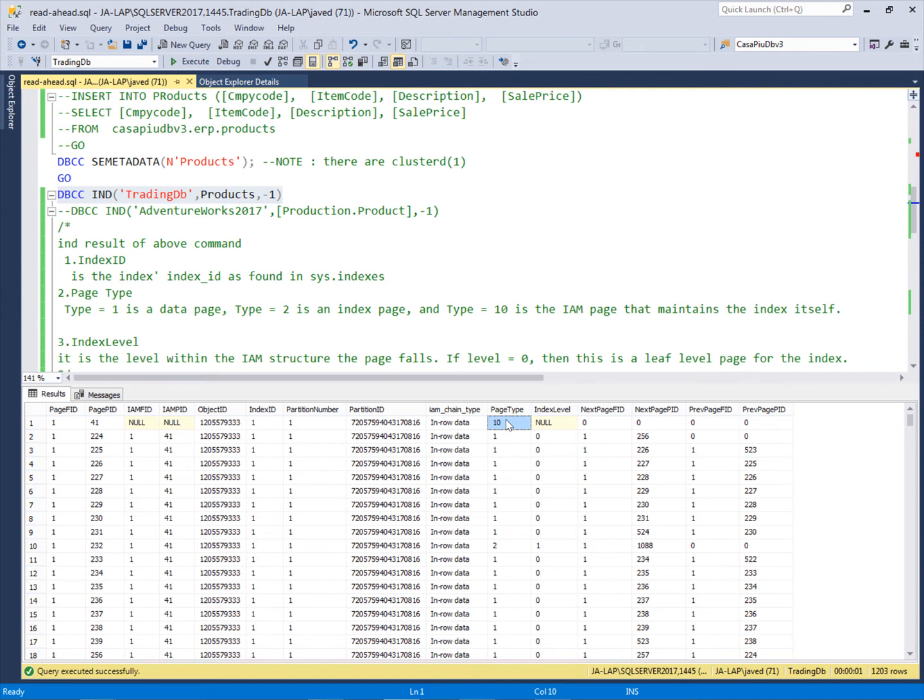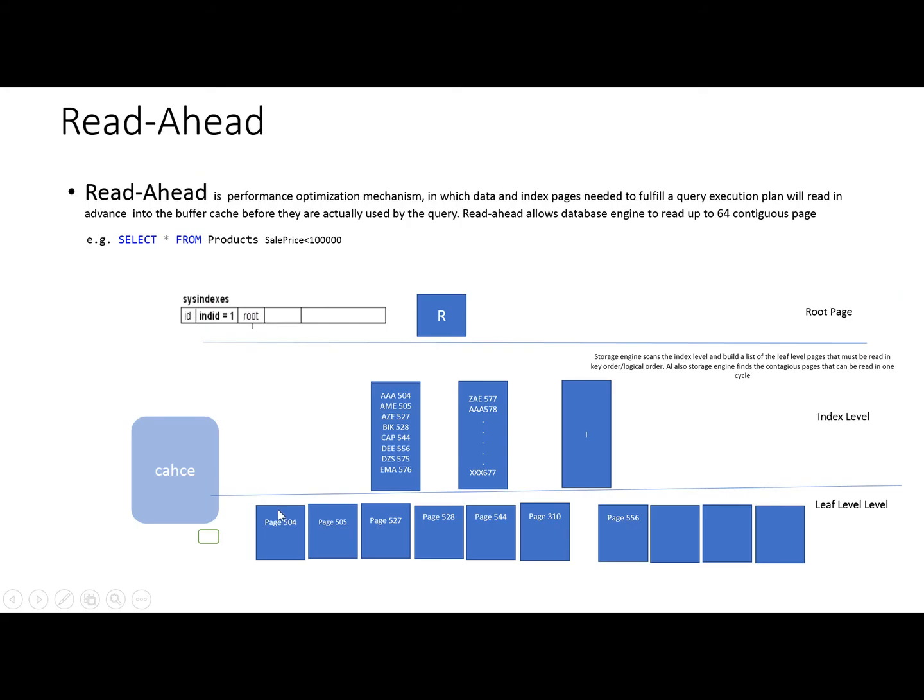Now these are the page type IDs. If the page type ID is 10, it means this is the IAM page, the allocation map page. If the page type is 1, it means this is a leaf level page, the data page. And page type 2 means this is an index page, an intermediate page. The next column is index level. Index level 0 means this is the leaf level, and 1 means this is the index level.